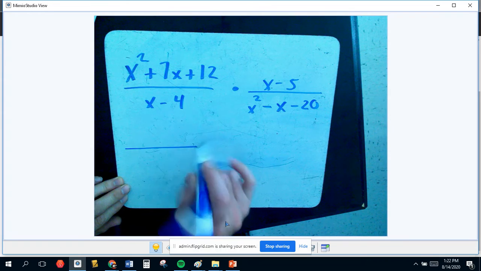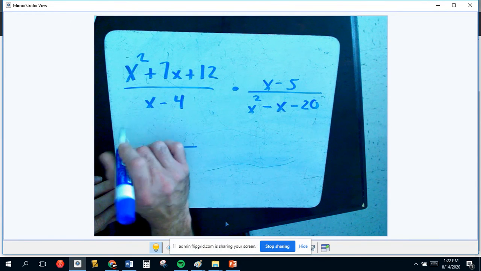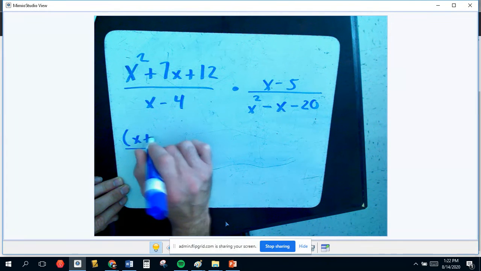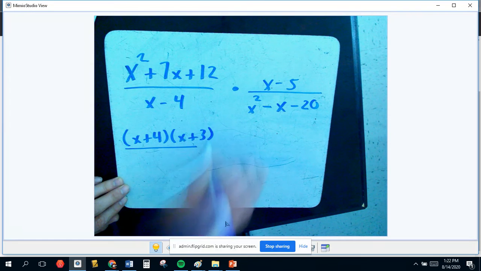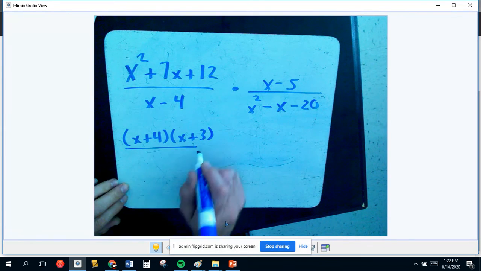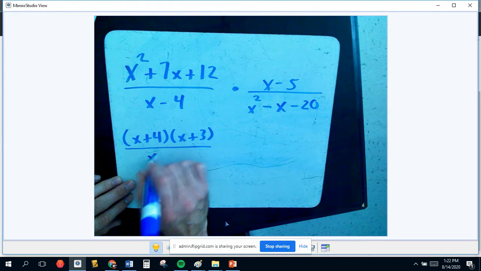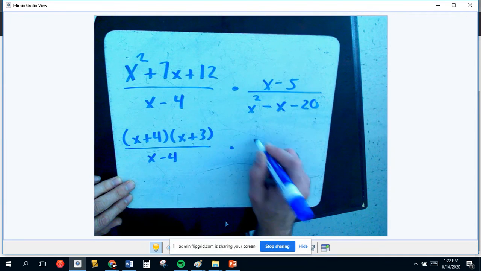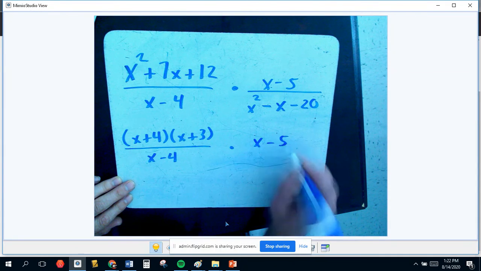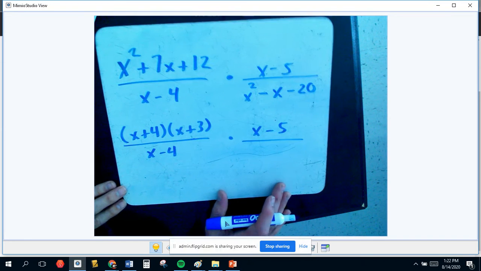What are factors of 12 that add to give you 7? That's going to be 4 and 3. And the bottom left-hand corner will not factor, nor will the top right. Those are just linear. And the only way a linear or x to the first will ever factor is if you have a greatest common factor in there. But that doesn't happen here.